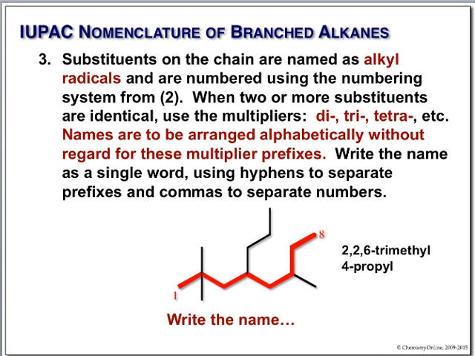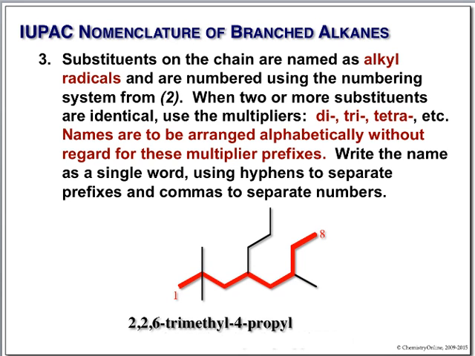The name would look like this: 2,2,6-trimethyl, 4-propyl, and our parent here is octane. All one word, separated by dashes or by commas. 2,2,6-trimethyl, dash, 4-propyl, no break here, no dash, octane.